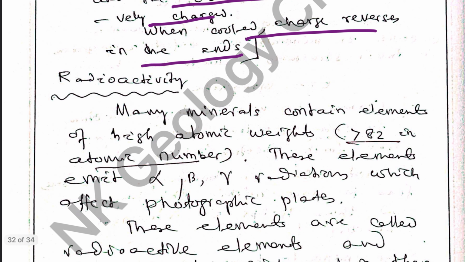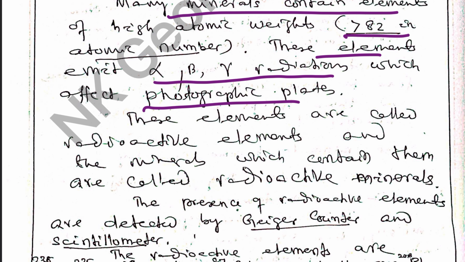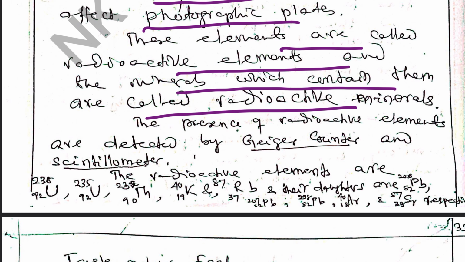Then let us discuss radioactivity. We know there are certain minerals which are noted for their emission of alpha, beta and gamma radiations. Particularly, minerals having atomic number more than 82, that is Pb, lead, are generally found to be radioactive. These elements emit alpha, beta, gamma radiations which affect photographic plates. These elements are called radioactive elements and the minerals which contain them are called radioactive minerals. The presence of radioactive elements is detected by a Geiger counter or scintillometer or scintillation counter.